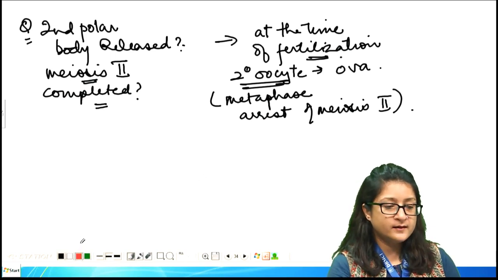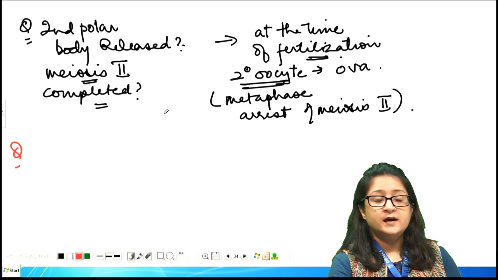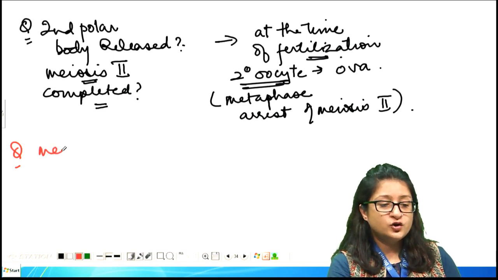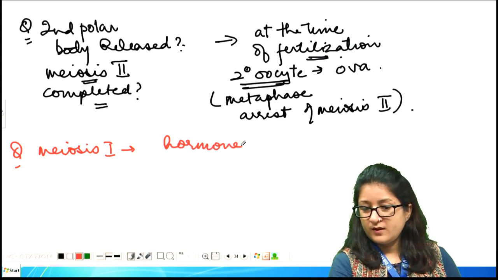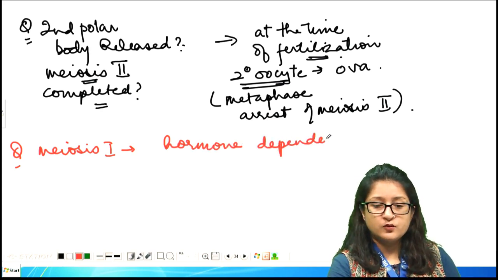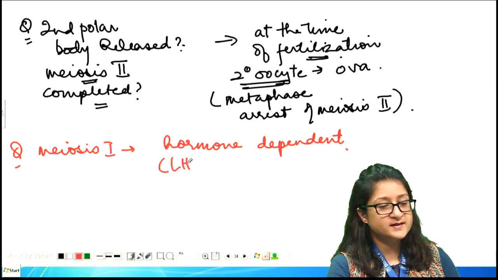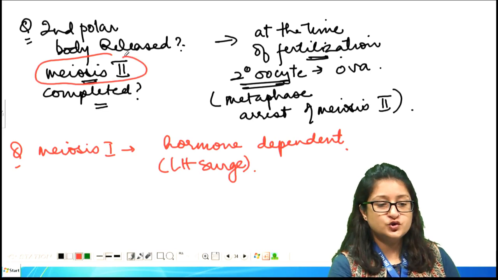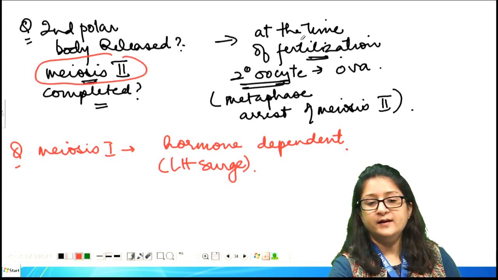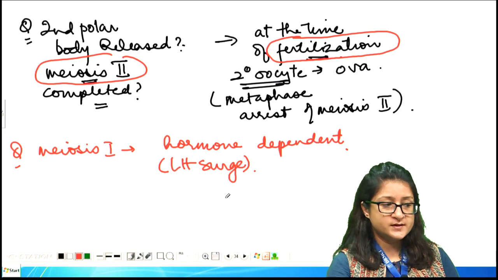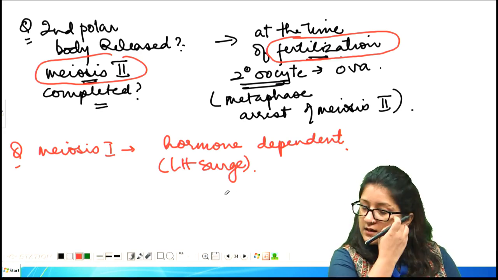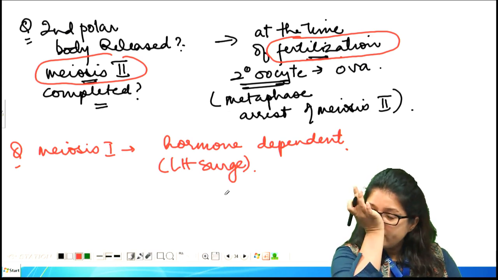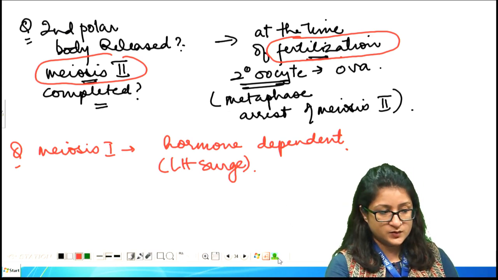Another important point about this reduction division is that meiosis 1 is hormone dependent, because the LH surge is required to initiate it, whereas meiosis 2 is not hormone dependent; it is dependent on fertilization. So this is what happens up till ovulation.